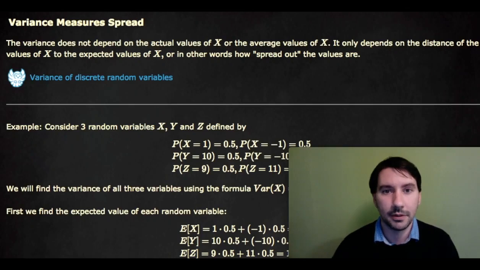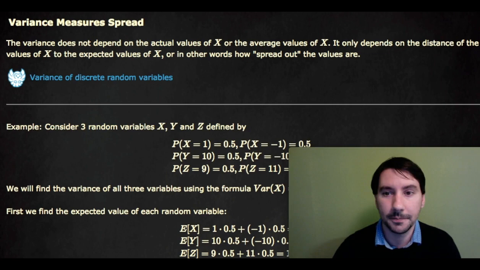In this lesson, we're going to talk about the properties of variance. So variance does not depend on the actual values that a random variable takes, or even the average value of a random variable. It only depends on how spread out the values are of the random variable.